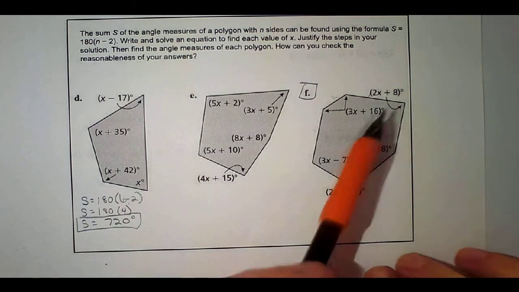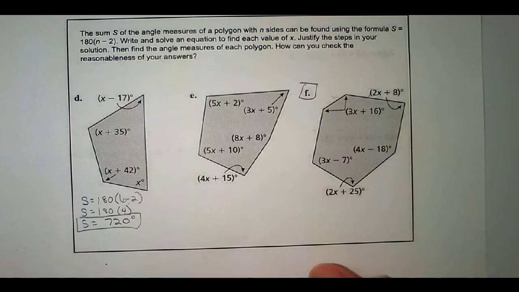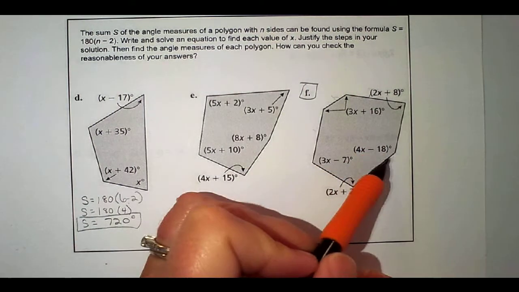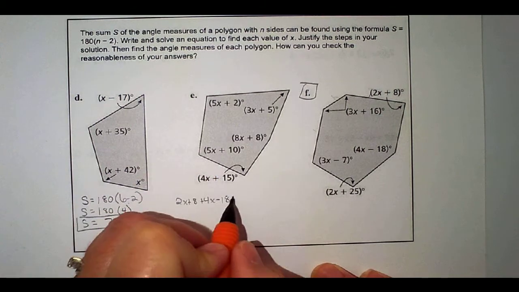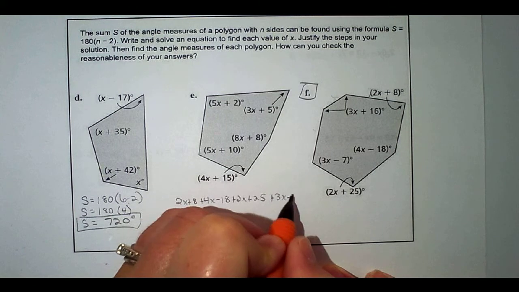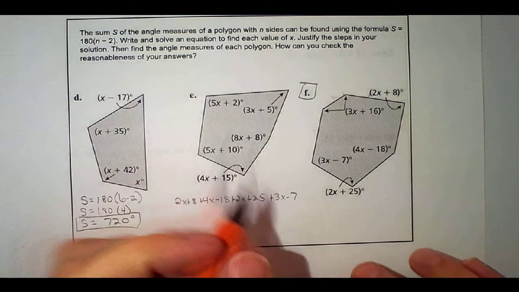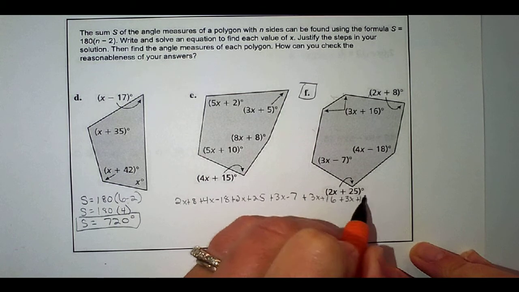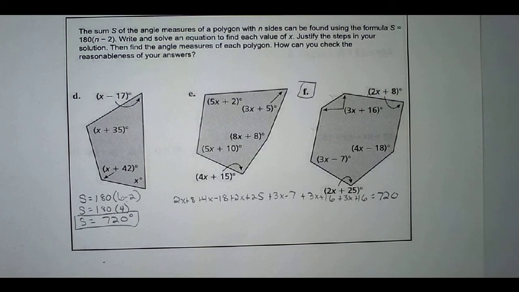So I'm going to start with this one right here and then just write them all out. So I have 2x plus 8. The next one is plus 4x minus 18 plus 2x plus 25 plus 3x minus 7. And then this one is telling me that both of these angles are 3x plus 16. So I need to add that twice. 3x plus 16 plus 3x plus 16. All of those together equals 720.